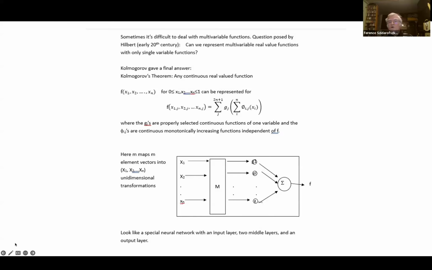So the Kolmogorov theorem really has a very nice illustration of neural networks, and it has several very important consequences. So let me talk about them before going further.